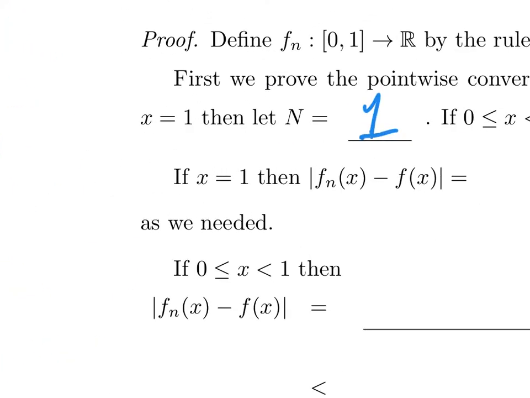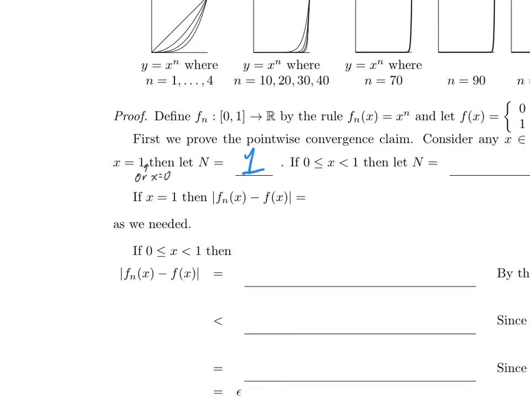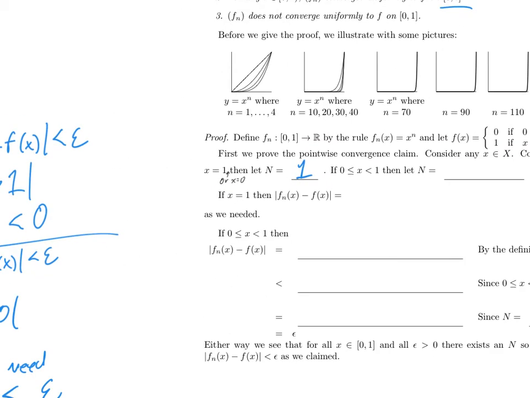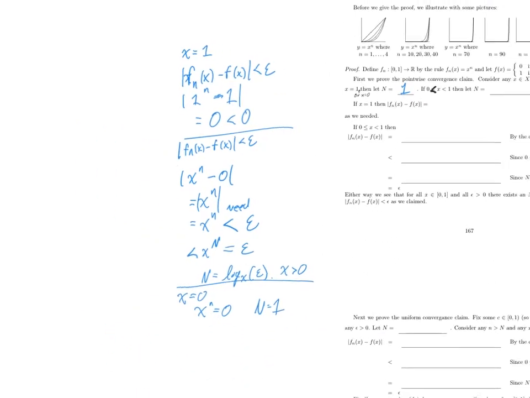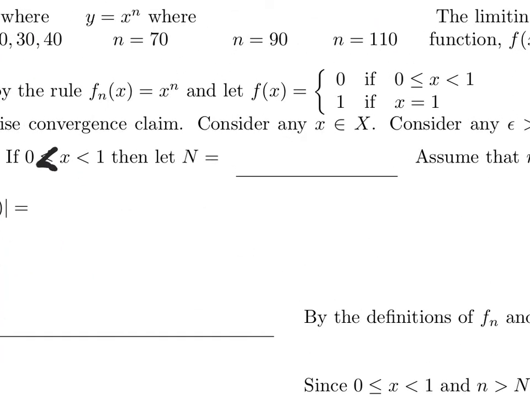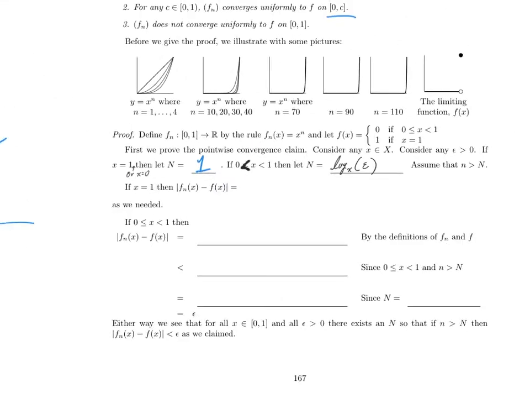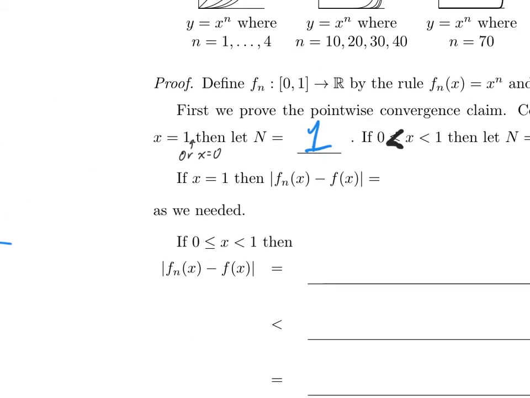So let's allow for that in our proof. If x equals 1 or x equals 0, then I'll set big N to be 1. If x is strictly between 0 and 1, I will set big N to be the log base x of epsilon. I will now assume that little n is bigger than big N. And, well, I'll deal with the two special cases first.